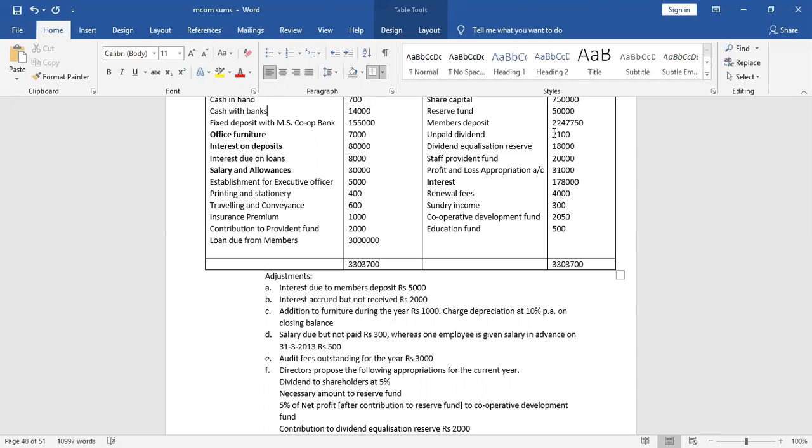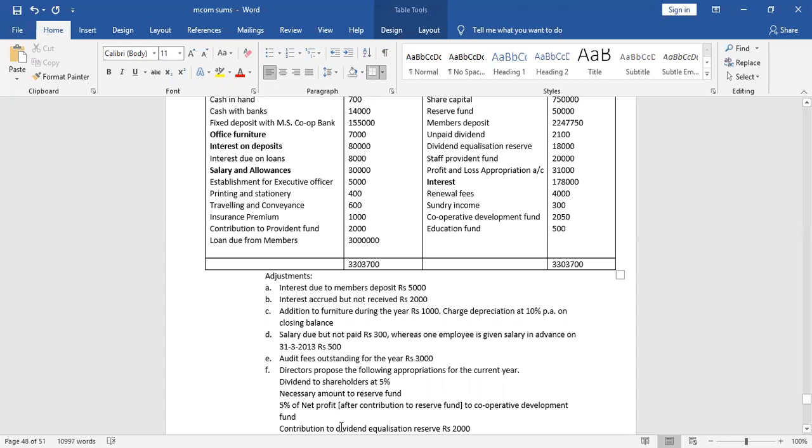It is compulsory for every cooperative society to transfer 25% of its current year profit to statutory reserve fund. So necessary amount will be 25%. Then 5% of net profit after contribution to reserve fund. Reserve fund में contribution के बाद जो बचा हुआ प्रॉफिट होगा उसका 5% will go to cooperative development fund.